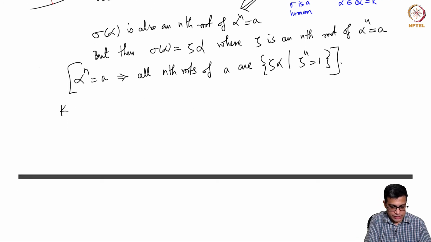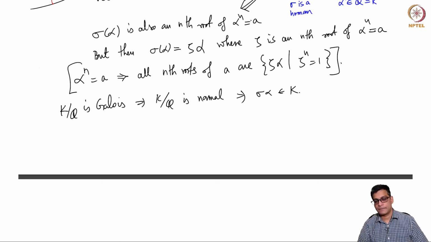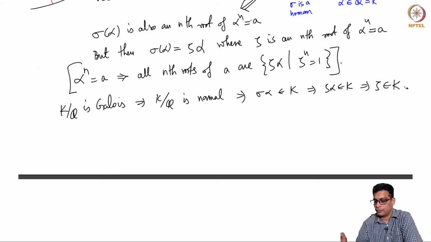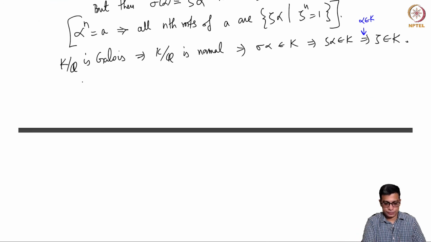So, since K over Q is Galois, it is normal. This implies sigma alpha is in K, because it is normal, every conjugate of an element is again in K. That means zeta alpha is in K, but then zeta is in K, because alpha is in K. So, this is because if alpha is in K, you can multiply by alpha inverse, but this is a problem.